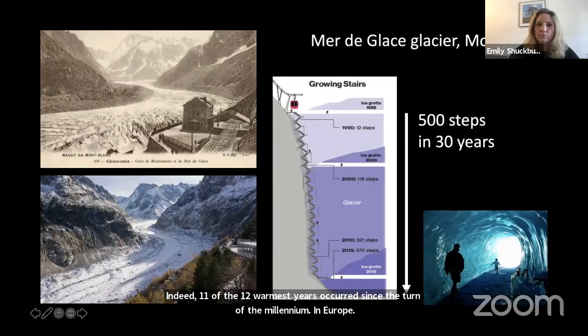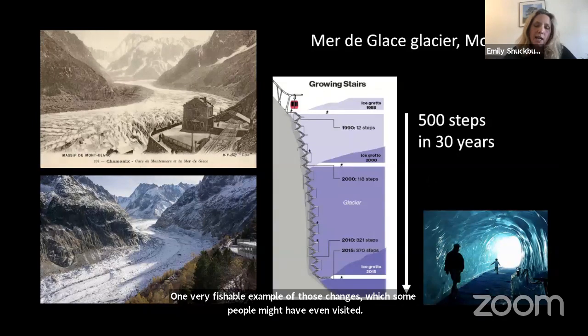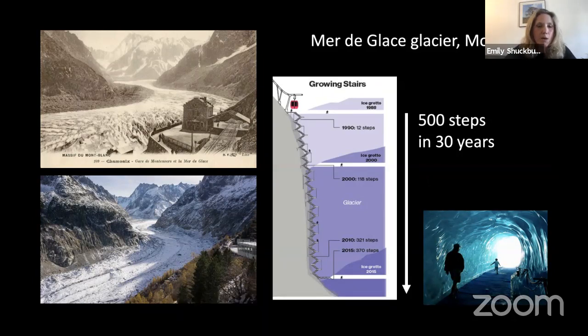Now, just one very visual example of those changes, which some people might have even visited, is one of the glaciers in the Alps region, just outside, around the corner from Mont Blanc. And you see here a couple of images of that glacier. The first is a postcard from around about 1900 showing the glacier, which is called the Mer de Glace glacier, because as you can see in that postcard, it used to really very much look like a sea of ice. The photograph at the bottom is what that glacier looks like today. It's seen very, very substantial retreat.